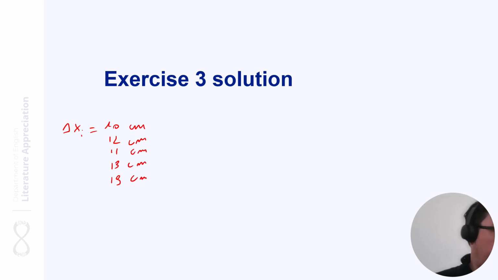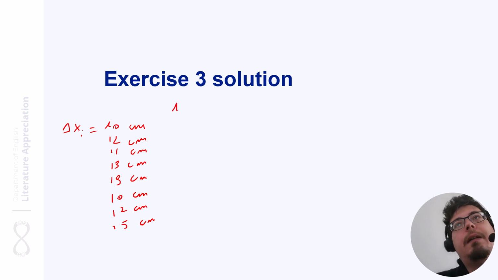Centimeter, 10 centimeter, again 12 centimeter, and 15 centimeter. This is for case A, and then we will do the same for case B. So we know that we want to find basically the average velocity in each step.